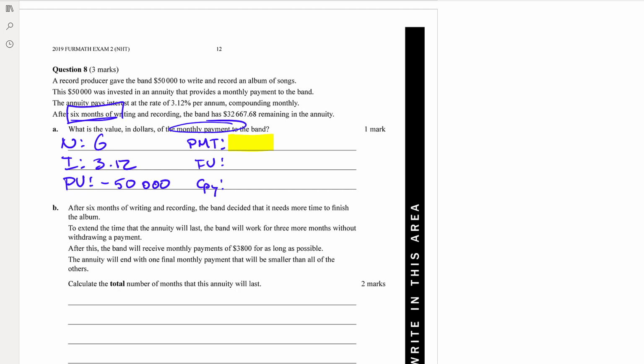The FV is going to be 32,667.68, and that's positive because that's basically what the bank's giving back to you after 6 months, or what you've got in your bank account from the bank. It's the best way to think of it. And CPY is 12.